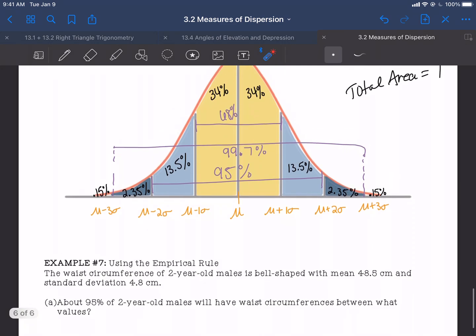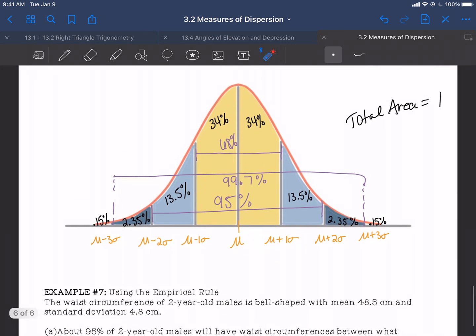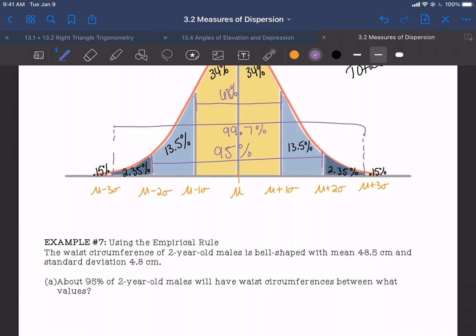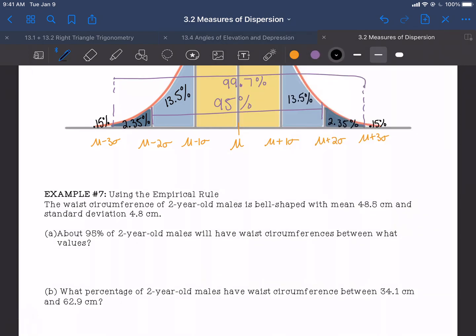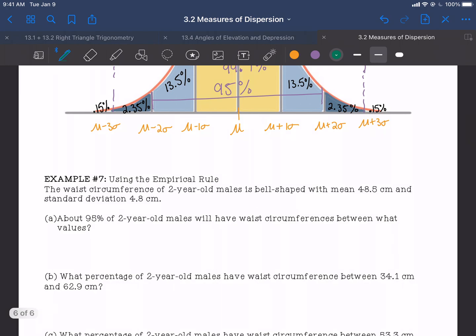Okay, if we're using the empirical rule, I would redraw this graph here, and then label it. So I'm just going to label mine with green. So I know the mean is 48.5. So then if I go one standard deviation above, I'm going to take 48.5 plus 4.8, which is 53.3. And I got that by taking 48.5 plus 4.8. If I add 4.8 again, I get 58.1, would be 2 standard deviations above. And then if I add that again, 3 standard deviations above would be 62.9 centimeters.